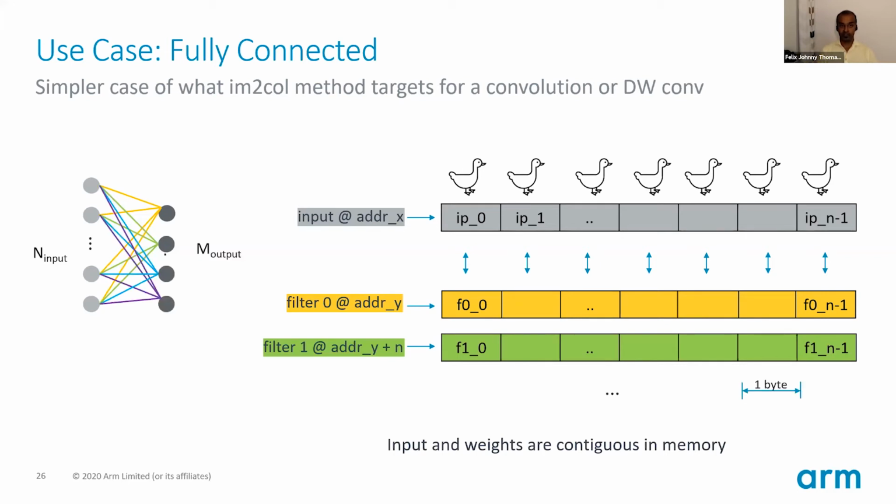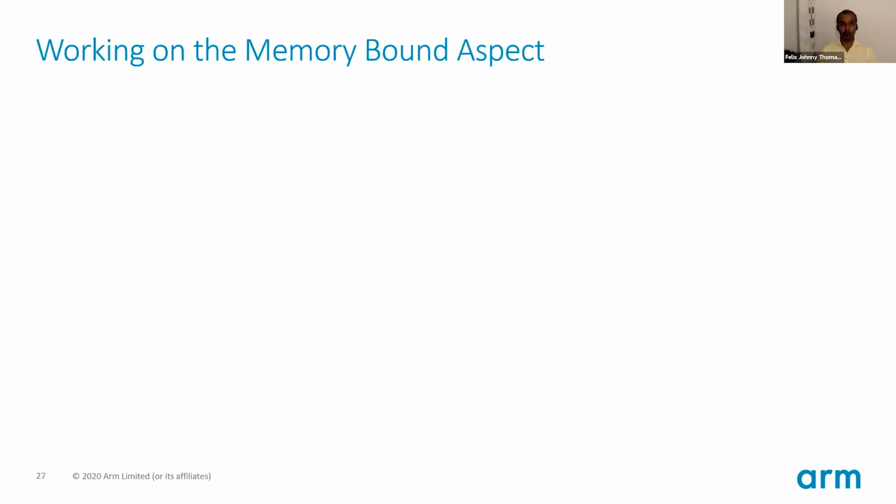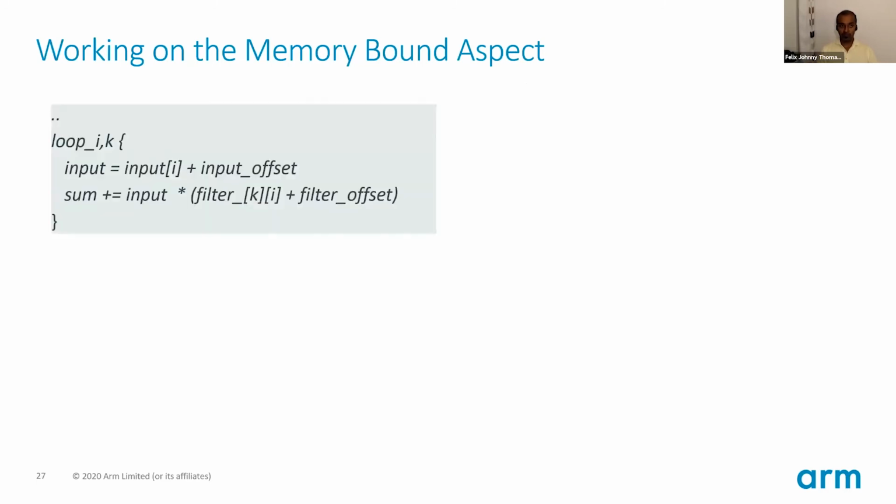And then you have the rest of the data as well. So now let's take this use case and see how we go about optimizing it. First, let's work on the memory bound aspect. So this is a very simplified representation of how the code loop would look like.